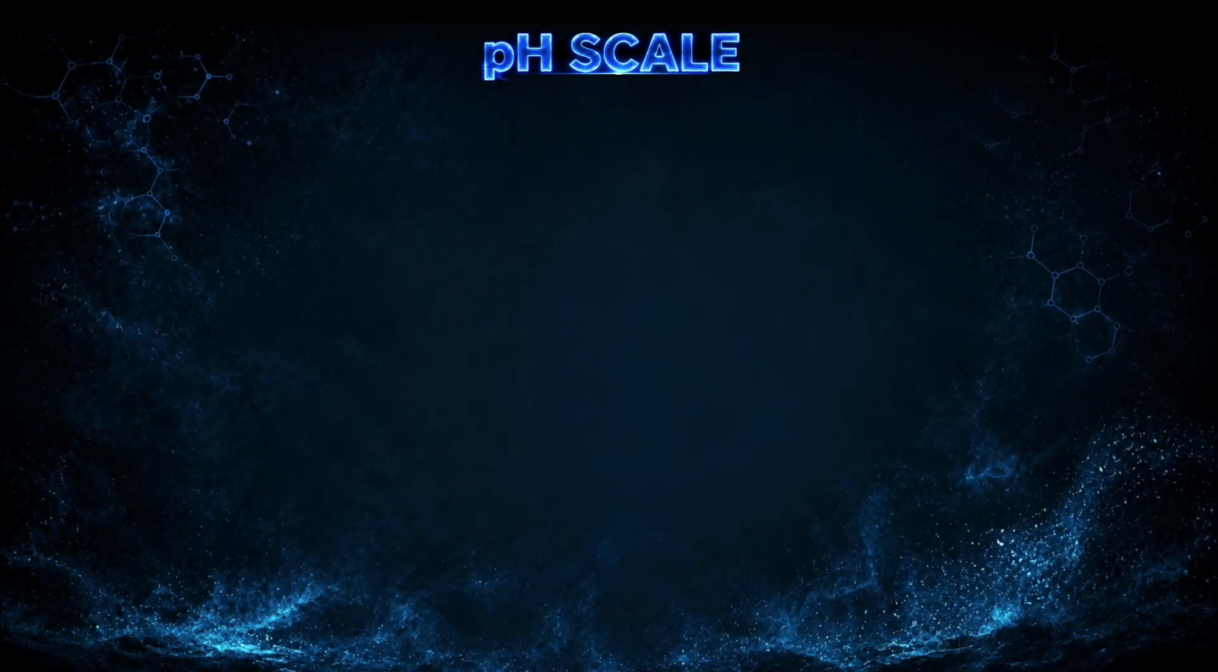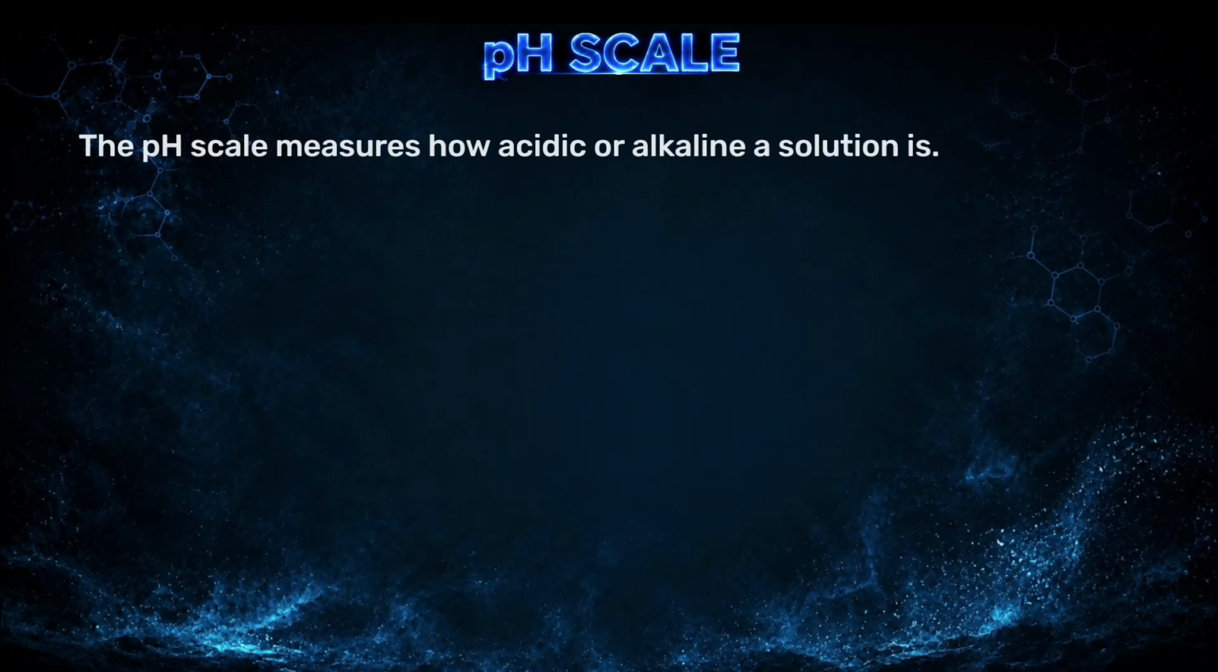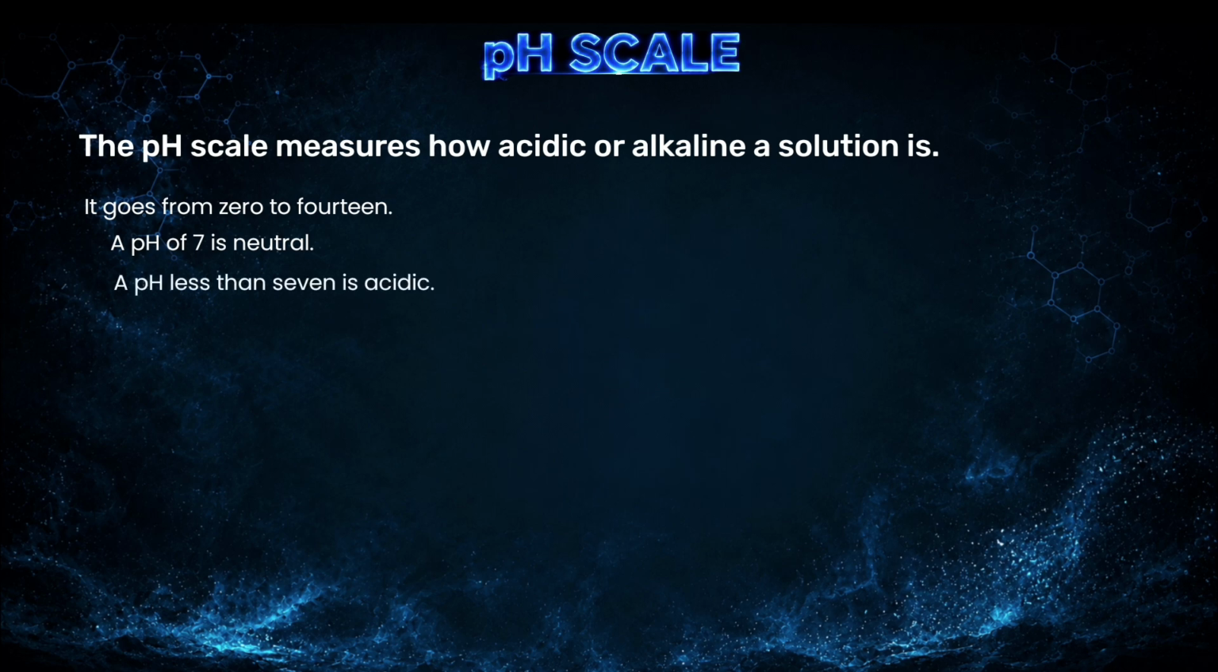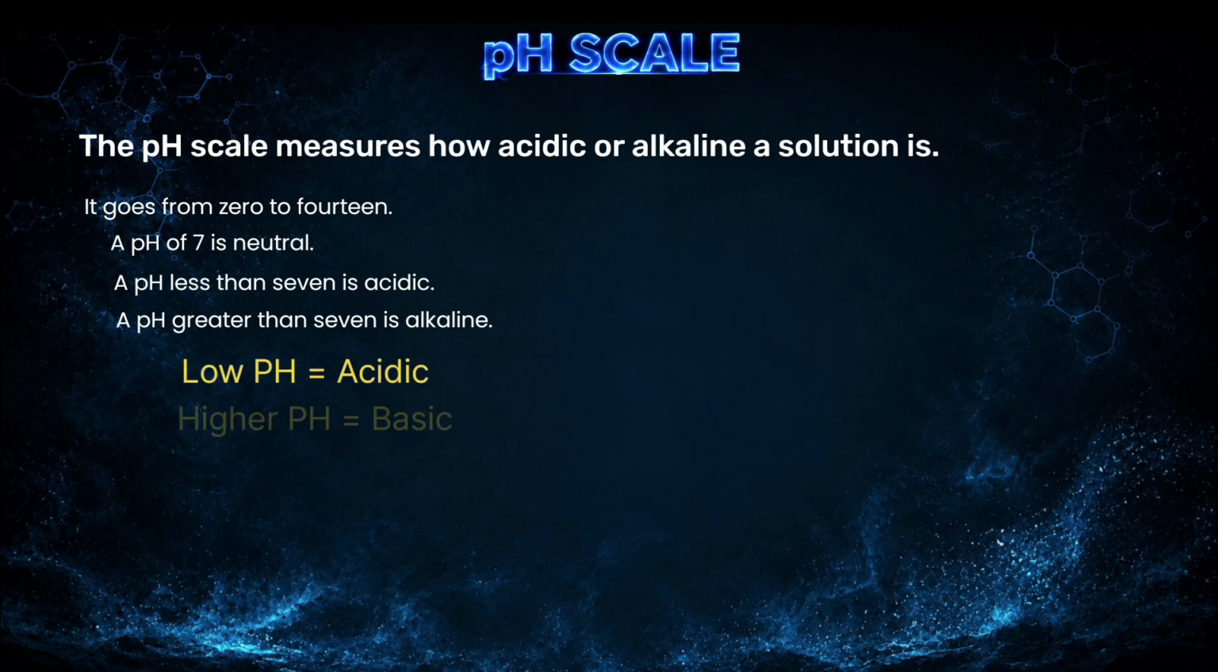Now let's understand the pH scale. The pH scale measures how acidic or alkaline a solution is. It goes from 0 to 14. A pH of 7 is neutral. A pH less than 7 is acidic. A pH greater than 7 is alkaline. The lower the pH, the stronger the acid. The higher the pH, the stronger the alkali.